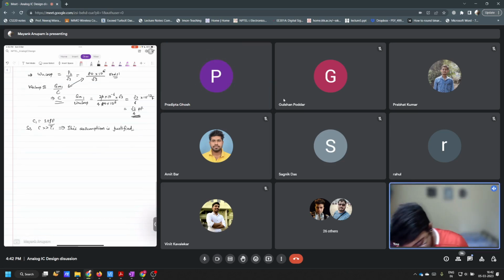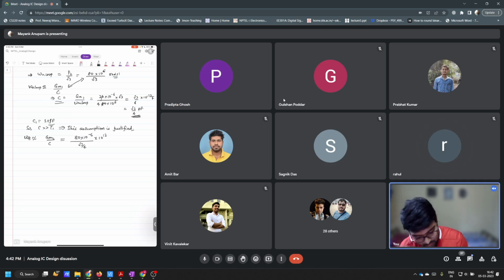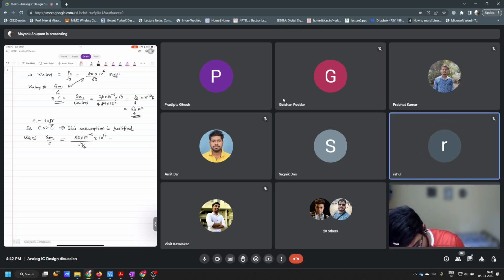Now let's calculate omega Z. What will it be approximately? GM2 by C. What is GM2? 80 into 10 to the power minus 6. What is C? Root 3 by 4 into 10 to the power minus 12. So what will it be? 320 divided by root 3 into 10 to the power 6 radian per second.